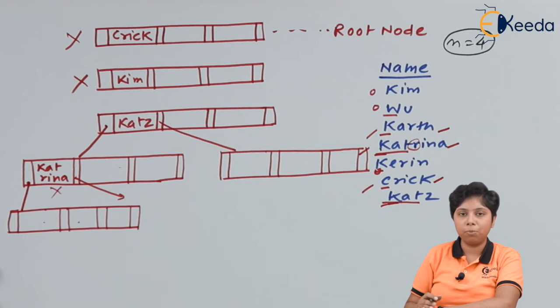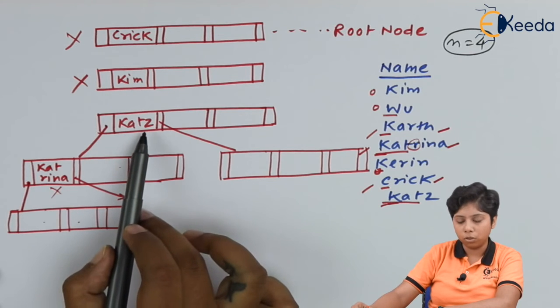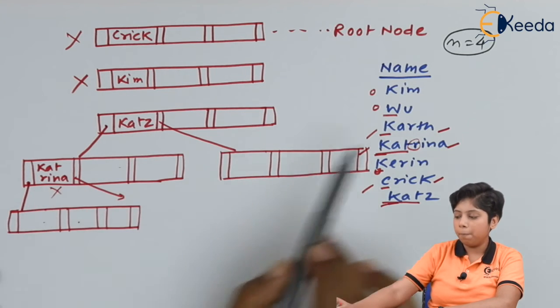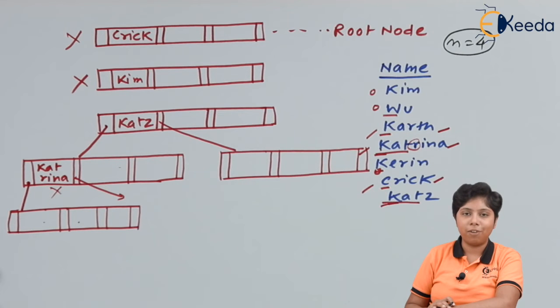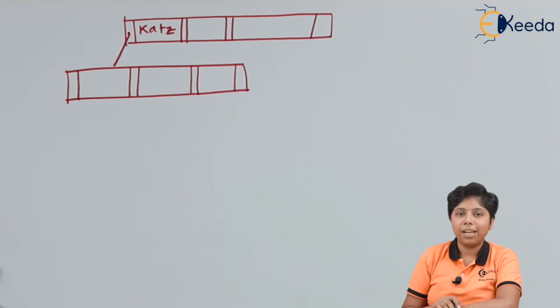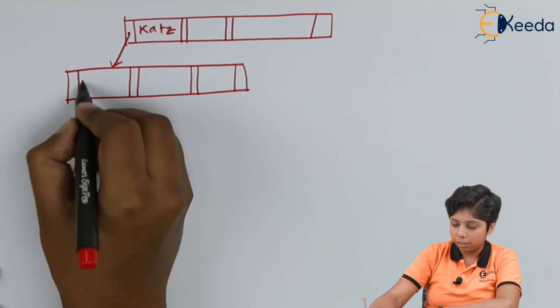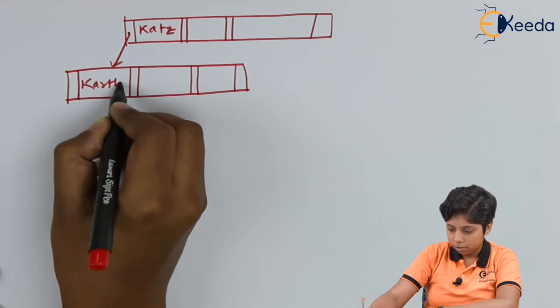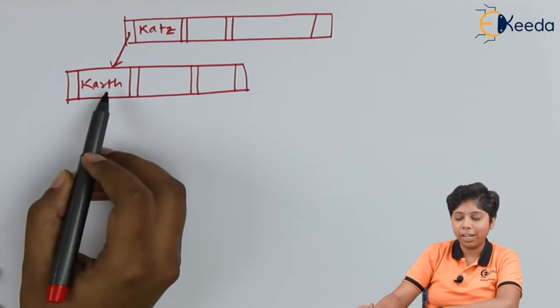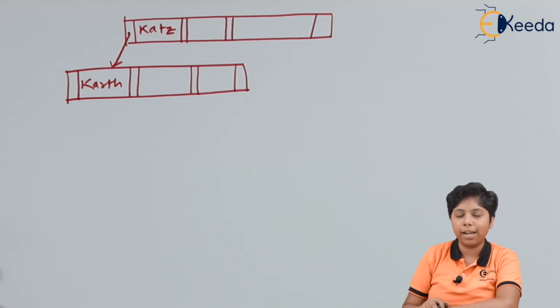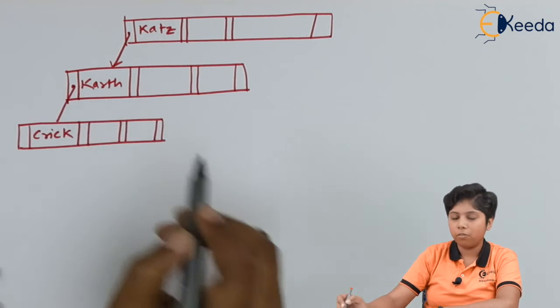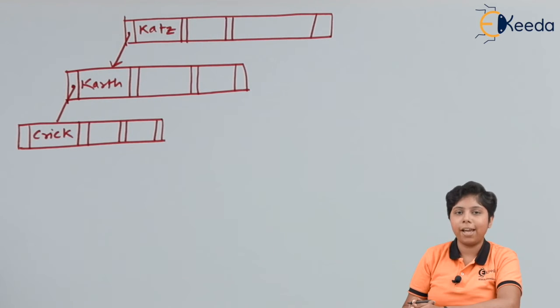We need to make another index tree with Cats as the root node, and not Katrina but Kurt as the left node. Now on the left of Cats, we can have Kurt. Now on the right of Kurt, we can have Kurt and Katrina, and on the left, we can have Creek as the leaf nodes.